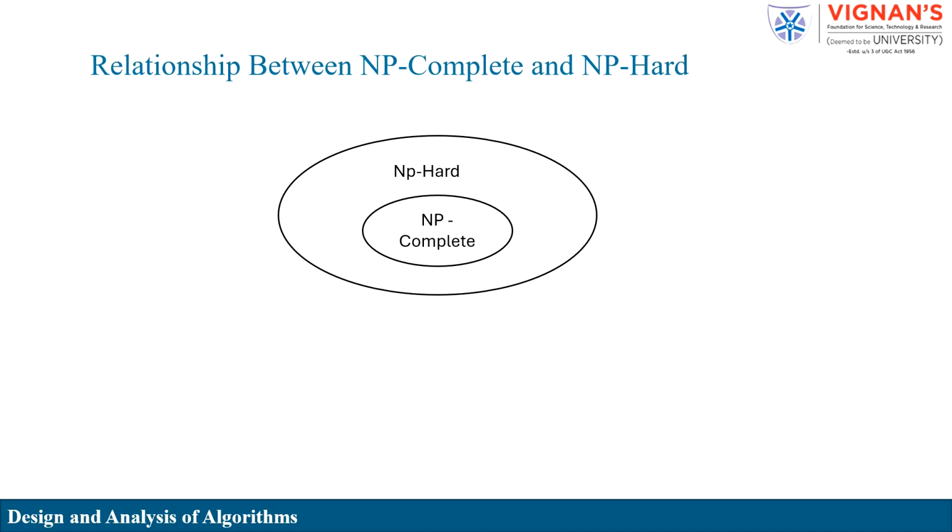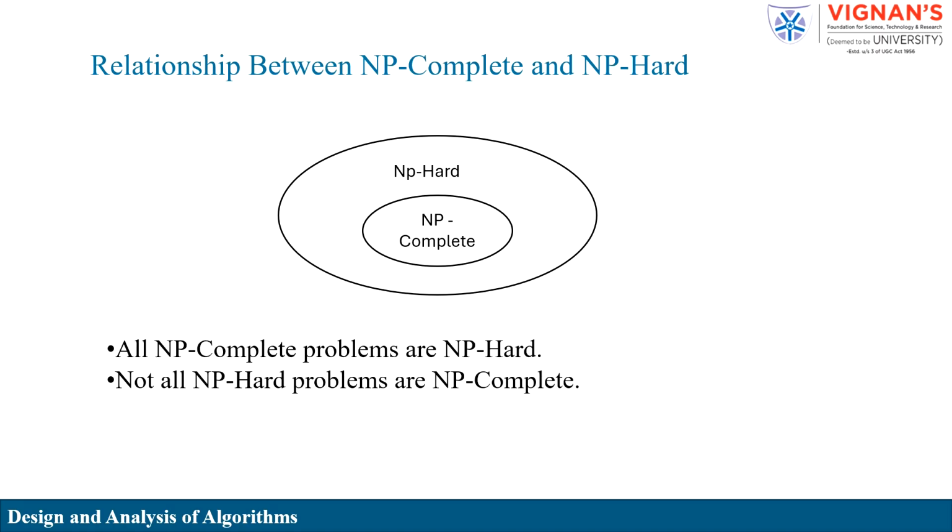This diagram helps illustrate that while NP-complete problems are a special kind of NP-hard problem, NP-hard problems are more general and can include problems that don't necessarily belong to NP. That's the basic idea behind the relationship between NP-complete and NP-hard.